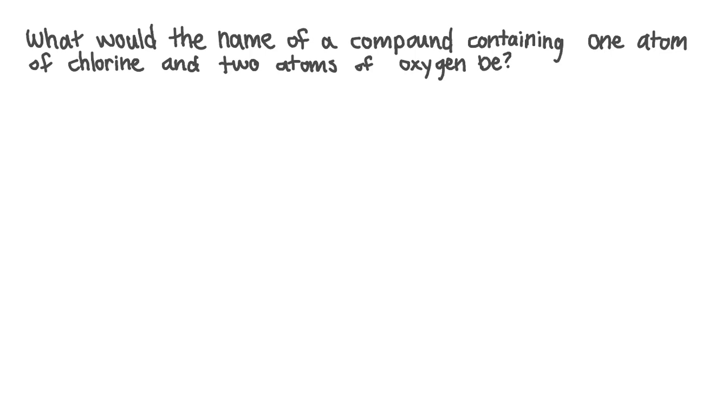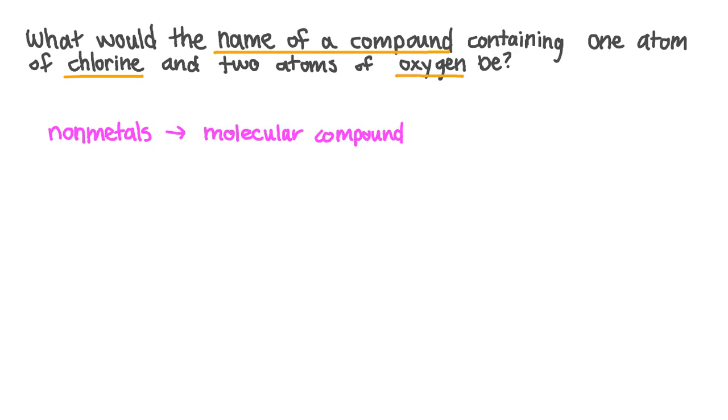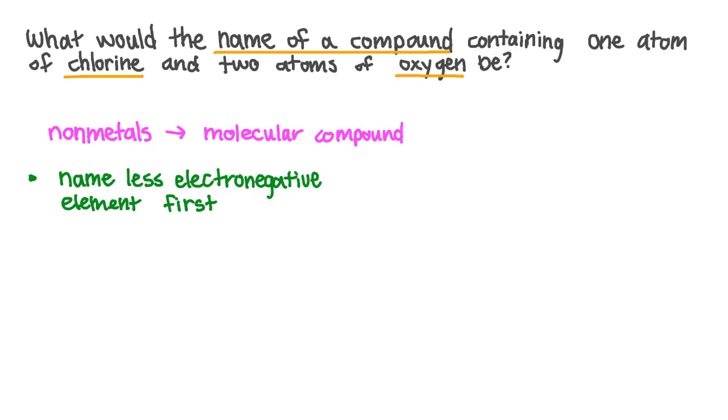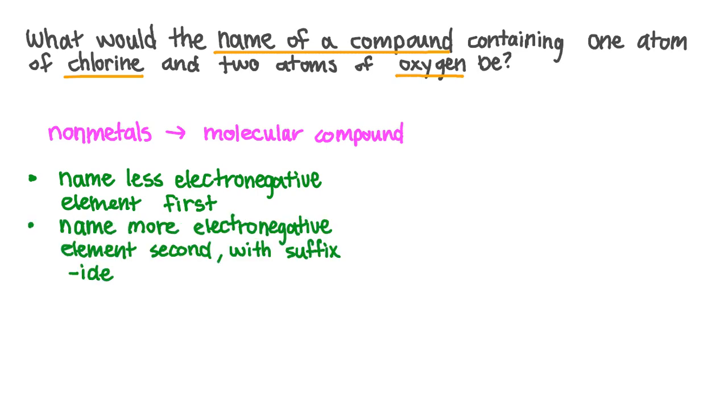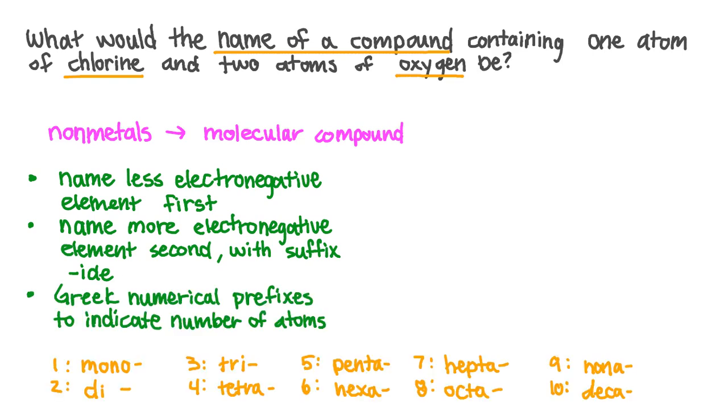What would the name of a compound containing 1 atom of chlorine and 2 atoms of oxygen be? In this question, we need to name a compound that contains chlorine and oxygen. Chlorine and oxygen are both nonmetals found on the right-hand side of the periodic table, which means that the compound that they form will be a molecular compound. When we name molecular compounds, we name the less electronegative element first. Then we'll name the more electronegative element with the suffix IDE. Finally, we'll use these Greek numerical prefixes to indicate the number of atoms that we have in a compound.